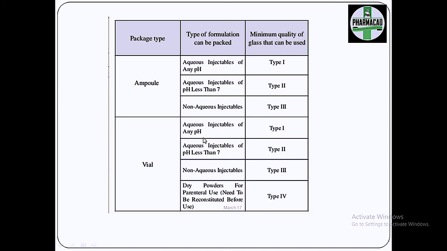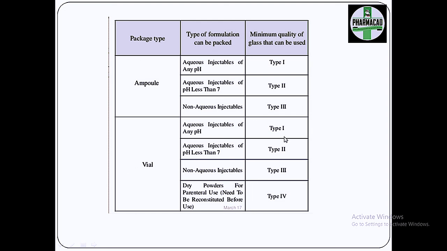Vials, aqueous injectables of any pH, like type 1. Aqueous injectables again of pH less than 7, then type 2. You should remember all these things, because that ultimately corresponds with the type. Like type 1, we generally use for any pH. If it is less than 7, then type 2. If it is non-aqueous, we generally use type 3.